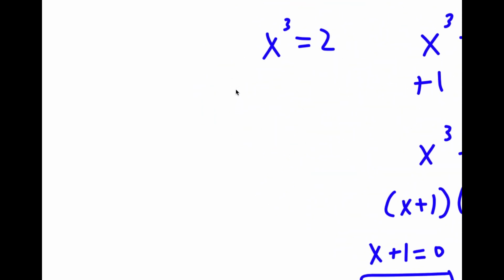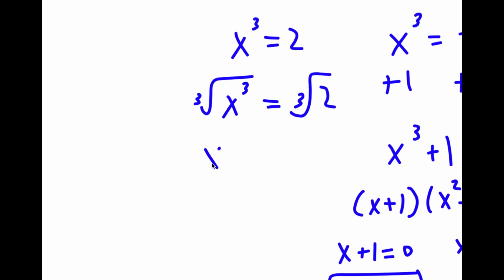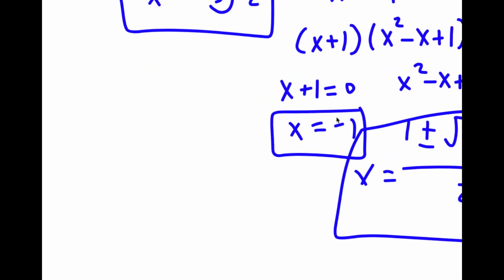Now, right here, I have x to the power of 3 equals 2. This is pretty straightforward. All I have to do is take the cube root on both sides. So I have the cube root of x to the power of 3 is equal to the cube root of 2. The cube root of x to the power of 3 is x, and the cube root of 2, we just keep it in that form. So I have x is equal to the cube root of 2.